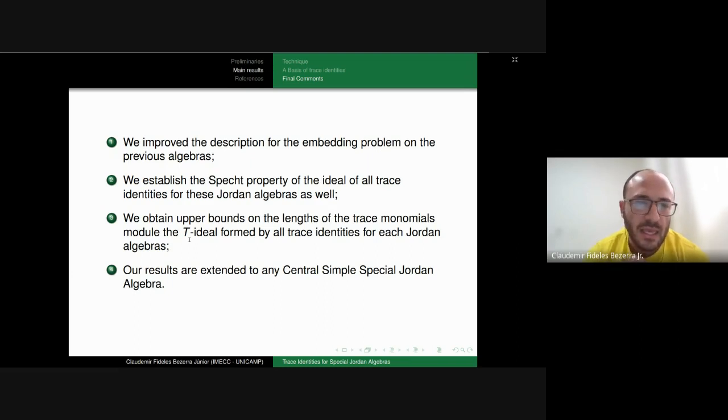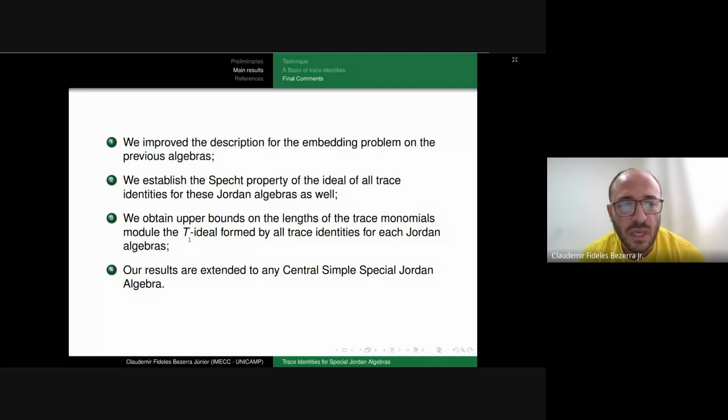The third one, we obtain an upper bound of the degrees of the tracing monomials modulo the T-ideal formed by our trace identity for each Jordan algebra. It's important to study the geometry of these algebras, okay? And the last one, these results can be extended to any central simple special Jordan algebra.